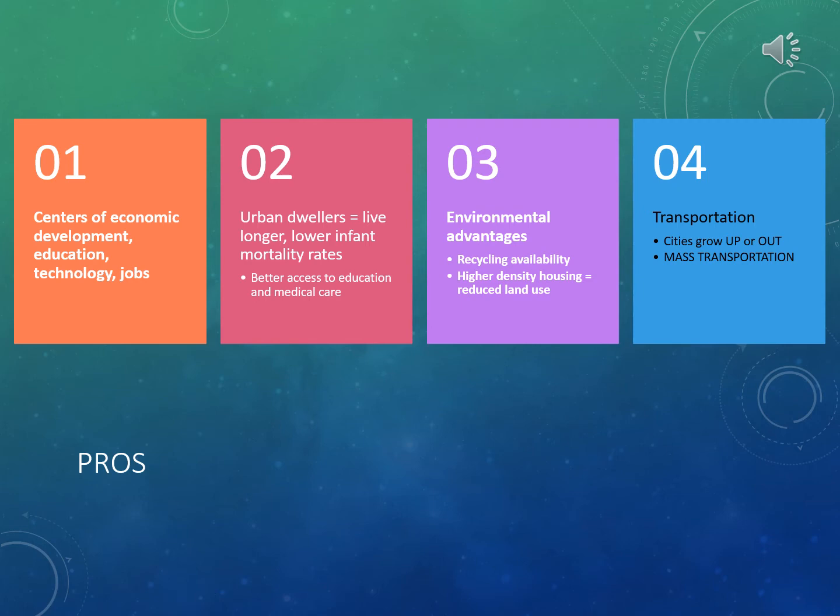There are environmental advantages of urbanization. You have access to recycling, and you can have high-density housing that reduces the land use for residential areas. And you have transportation, which allows cities to grow up and not out. You have mass transportation, like subways, railways, and buses.